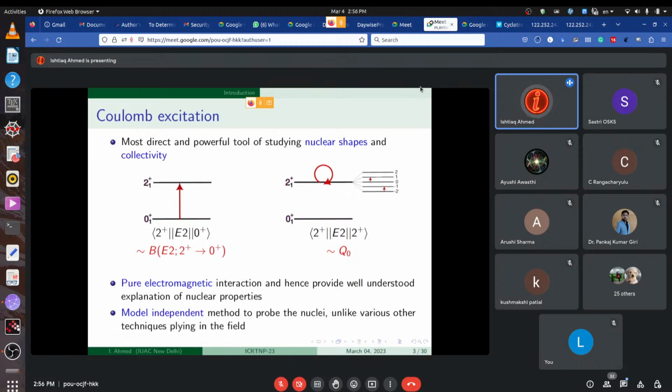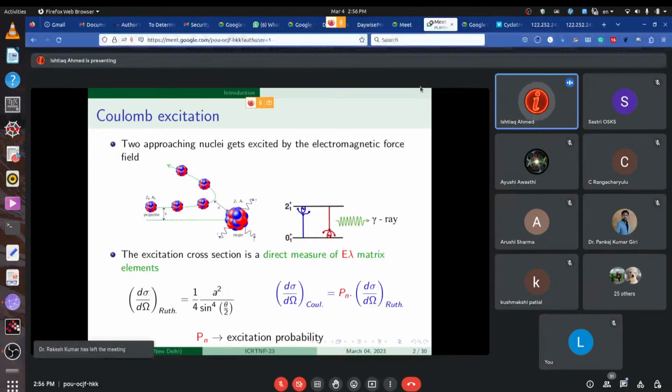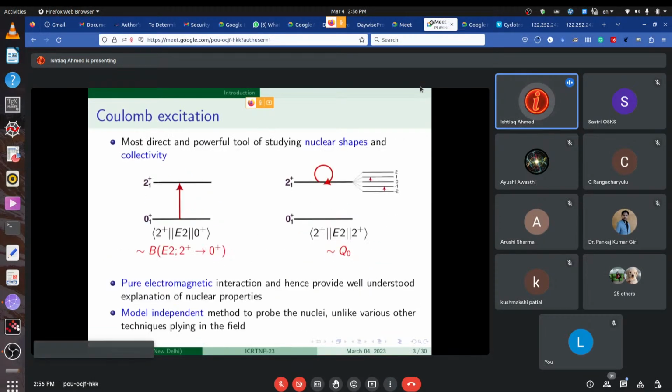So this is it, and then this Coulomb excitation is basically, as I told you, the most direct and powerful tool for studying nuclear shapes and collectivity. So why is this direct? Because the cross section is a direct measure of the matrix elements. And here I am trying to show you another illustration on the left hand side.